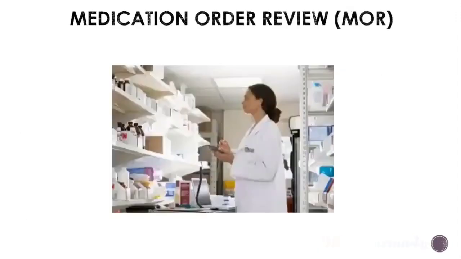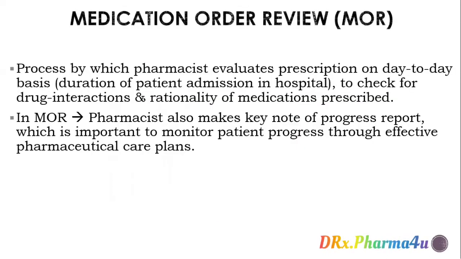Now we come to medication order review. I know you know all these things. In simple terms, if we explain, it means finding out the rationality of the medicine. Rational use of medicine means whether the medicine is correct for the patient, whether the medicine dose is adjusted according to the patient's kidney and liver status, whether the medicine is given for the correct duration, and whether the medicine is given in the proper dose. All these things we try to ensure in medication order review.